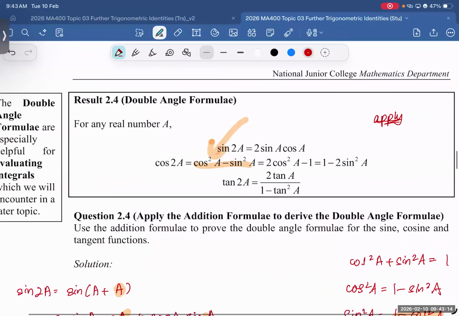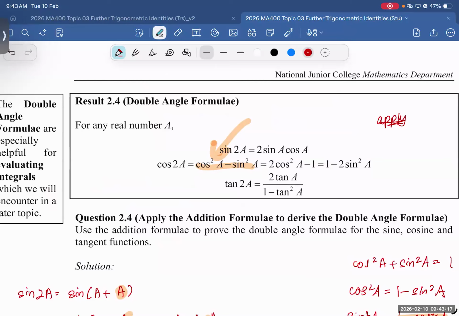So guys, this is called the double angle formula. It's going to be in your formula list. Please use it. Please use it wisely.